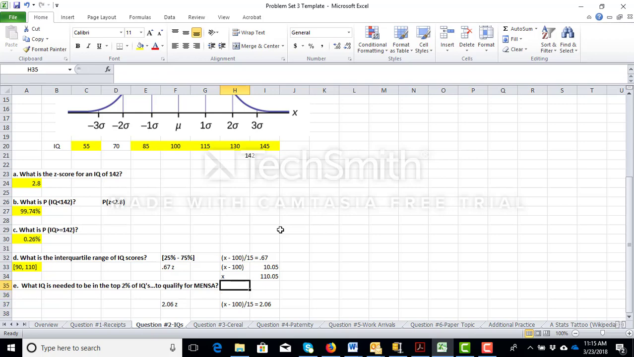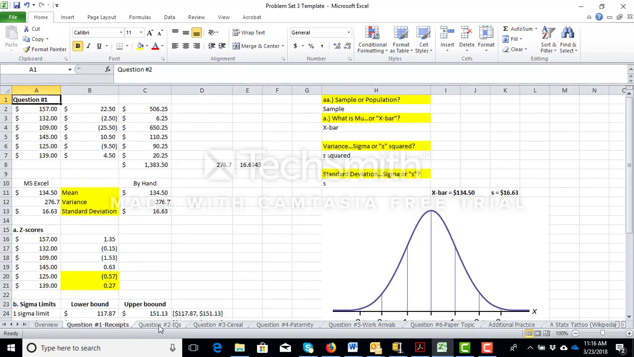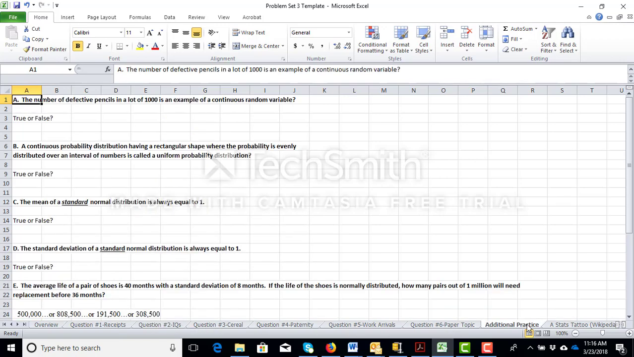More to follow. We're going to have a lot more practice on this. I'd like you to reflect on what we just discussed for the receipts as well as for the IQs. Send me your questions, and I'll begin the preparation of further videos covering some of the other parts of the problem set, but also this additional practice.